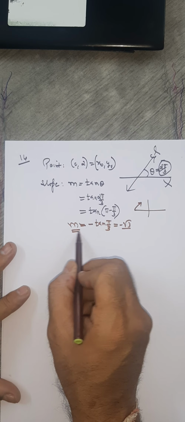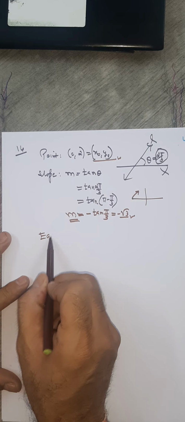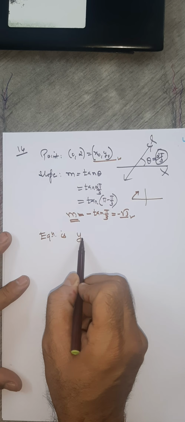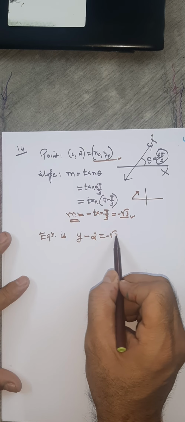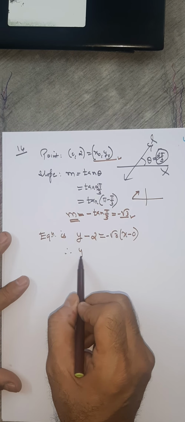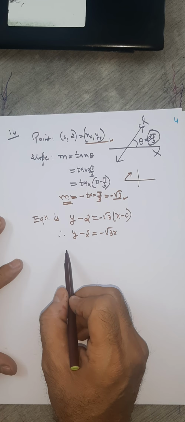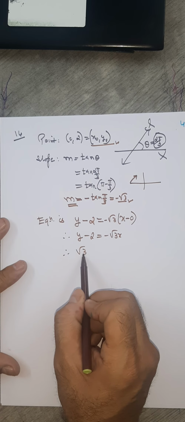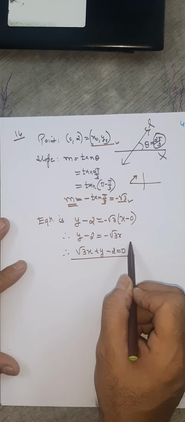So you got the slope. You have the slope, you have the point, so you can get the equation. The equation is y minus y0, that is 2, equals minus root 3 times x minus x0, which is 0. So you have y minus 2 equals minus root 3 x. And therefore root 3 x plus y minus 2 equals 0, the required line.